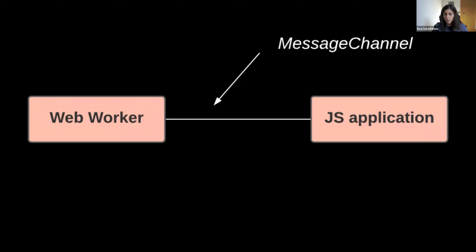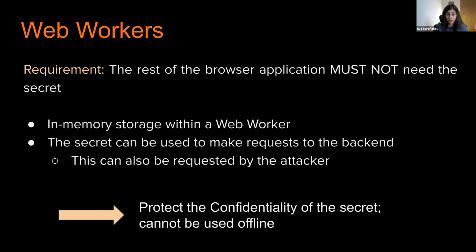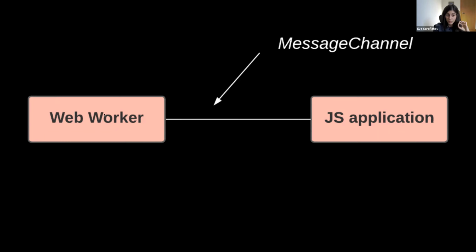Now, what I started to say before is that there is a very important requirement for this setup to be secure. And this is that the rest of the browser application must not need the secret. To go back to the diagram to make it very specific, the secret should live here, and there should be no way that it is passed back through the message channel to the JavaScript application. If this happens, an attacker can override what the message channel does to reveal the secret to them.